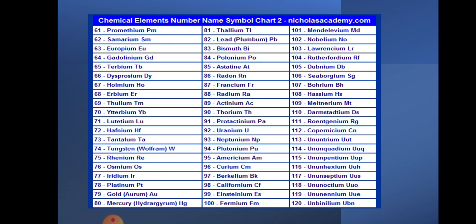Dear students, today we have learned about the chemical elements' representation and their names. In the next class we are going to discuss the properties of the metals and the properties of the non-metals. So next time you have to be perfect with these names.